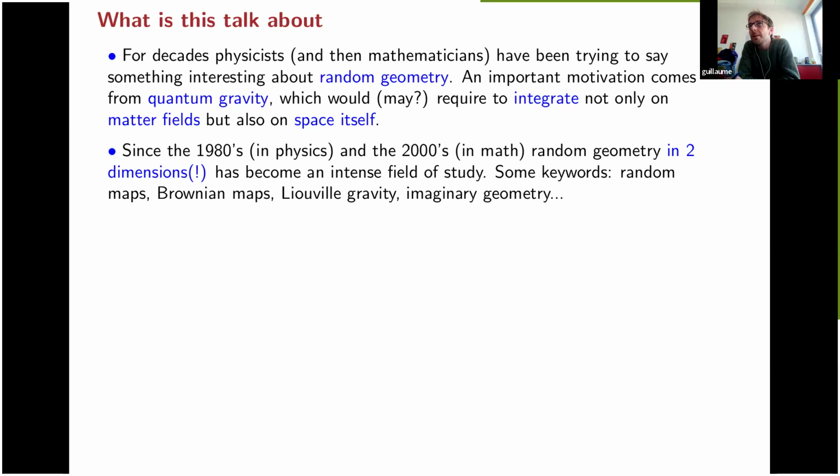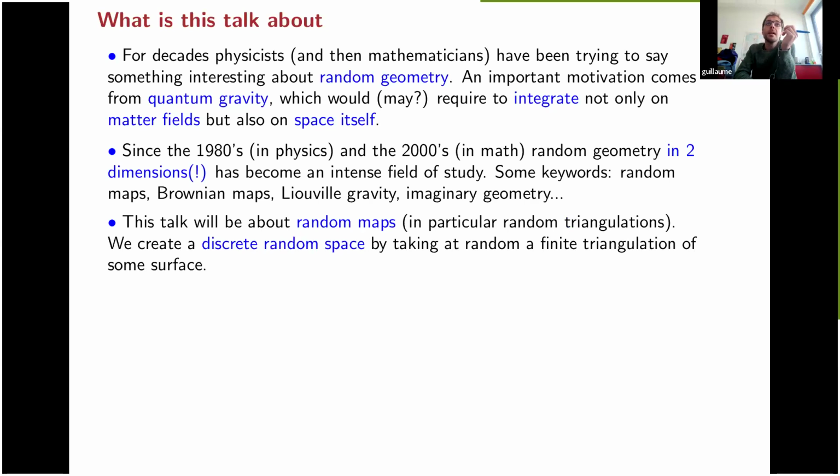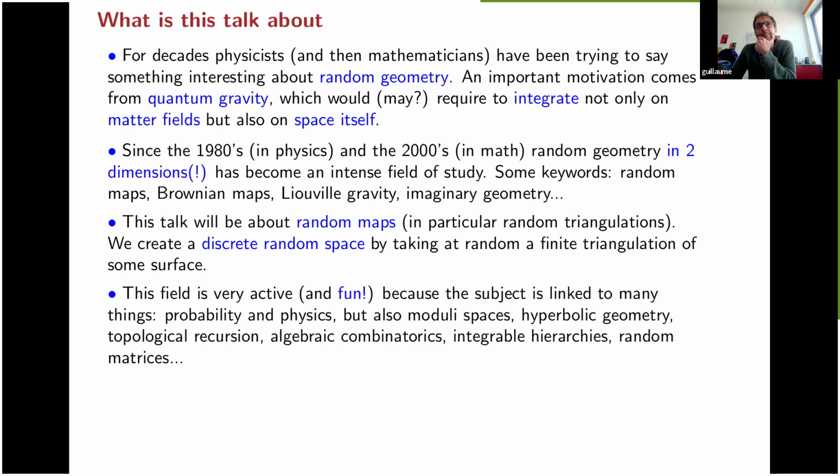So some keywords related to what I'm talking about are random maps, Brownian maps, Liouville gravity, imaginary geometry. I will talk only about a small portion of this. So I will talk about random maps, in particular, say, random triangulations. Here the idea will be to do random geometry by looking at a discrete random space. And this discrete random space will be made by taking at random a finite triangulation of some surface. And this will be how we do random geometry. And again, this comes from this theory of 2-dimensional quantum gravity that physicists have been considering. So it's very active. And it's very fun.